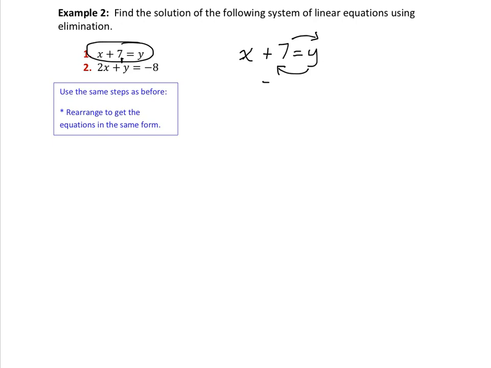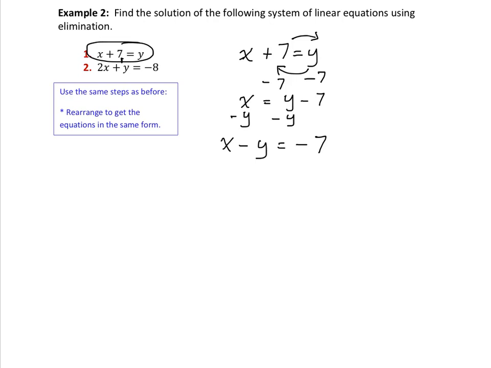So I'm going to have to subtract 7 from both sides. That gives me x equals y minus 7. And I'm going to have to subtract y from both sides, and that gives me x minus y equals negative 7. So this is the equation I want to use when I'm lining up my columns.